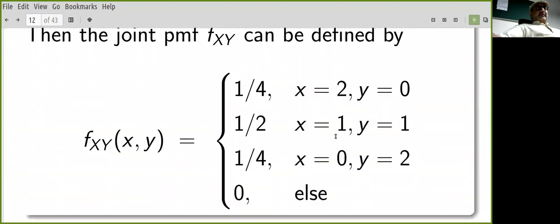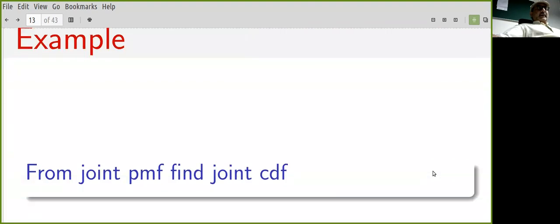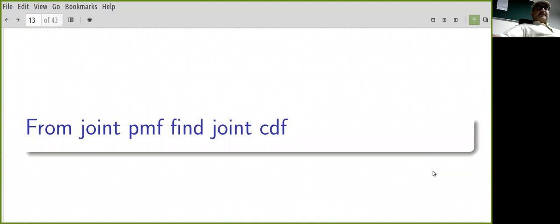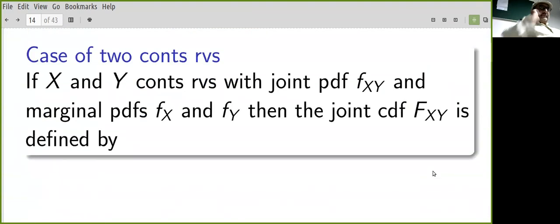So now we can give the joint PMF this way. F sub xy of x, y equals 1 quarter for x equals 2, y equals 0; 1 half for x equals 1, y equals 1; 1 quarter for x equals 0, y equals 2; and 0 for anything else. Now, having found the PMF, we can now find the joint CDF.